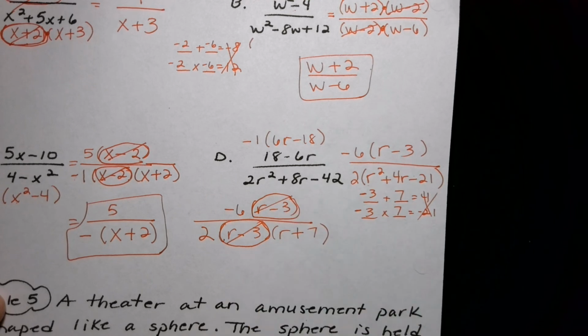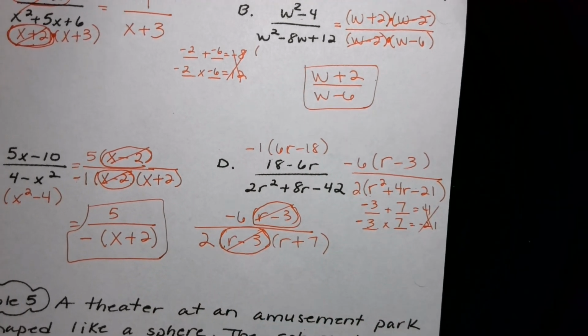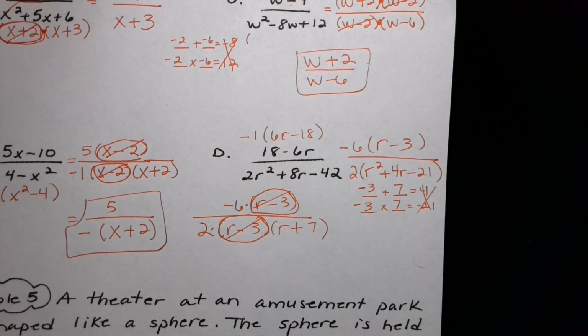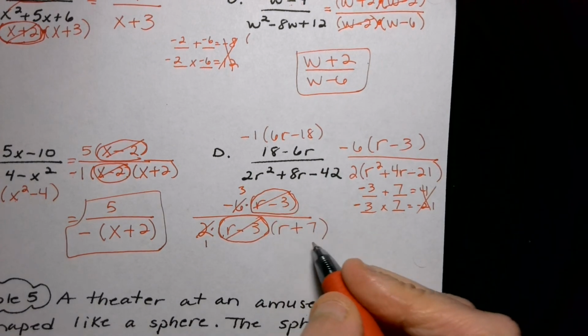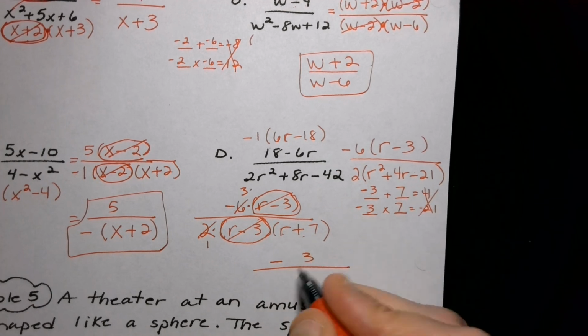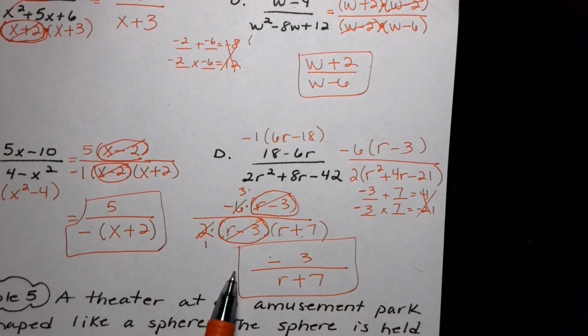Yay! Goodbye. Adios. Okay, there's something else we can do. 6 and 2. That's also multiplied, isn't it? They're not being added. They're being multiplied. Divide by 2, and we end up with a negative 3 on the top and an r plus 7 on the bottom. And the negative can be in the front. It can be out here.